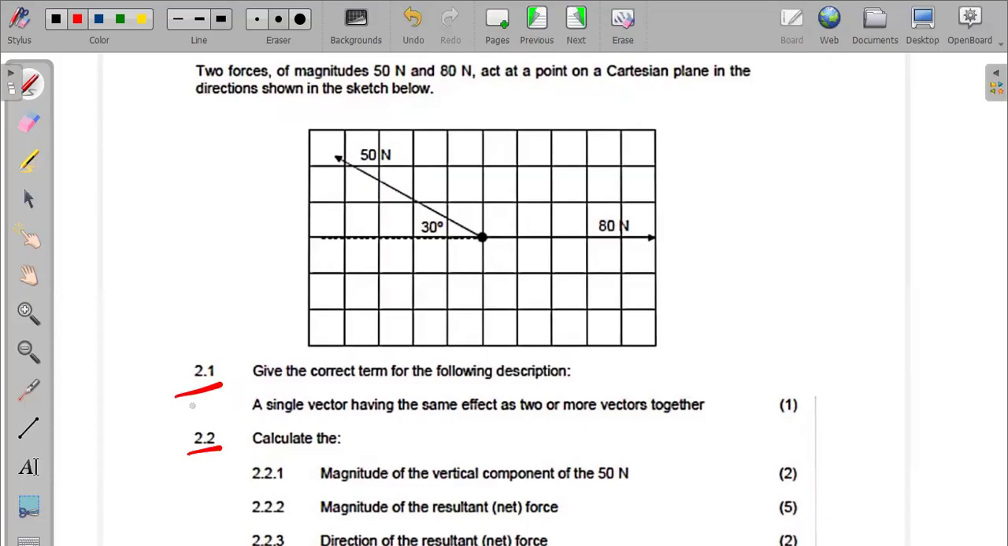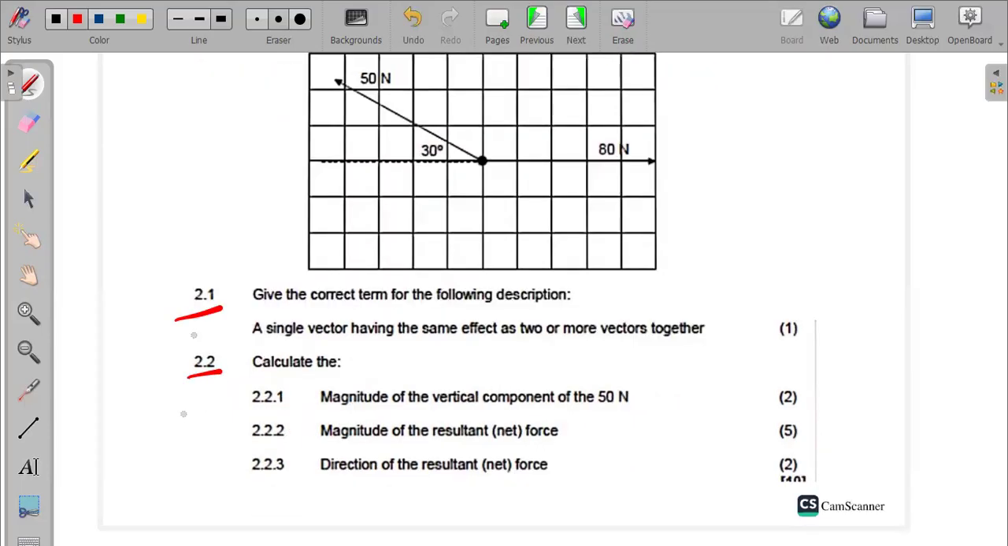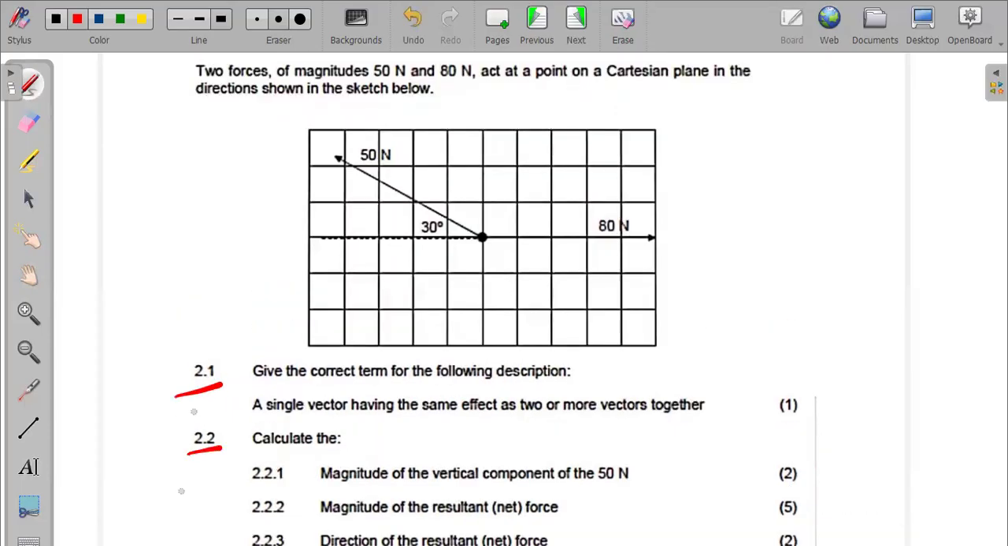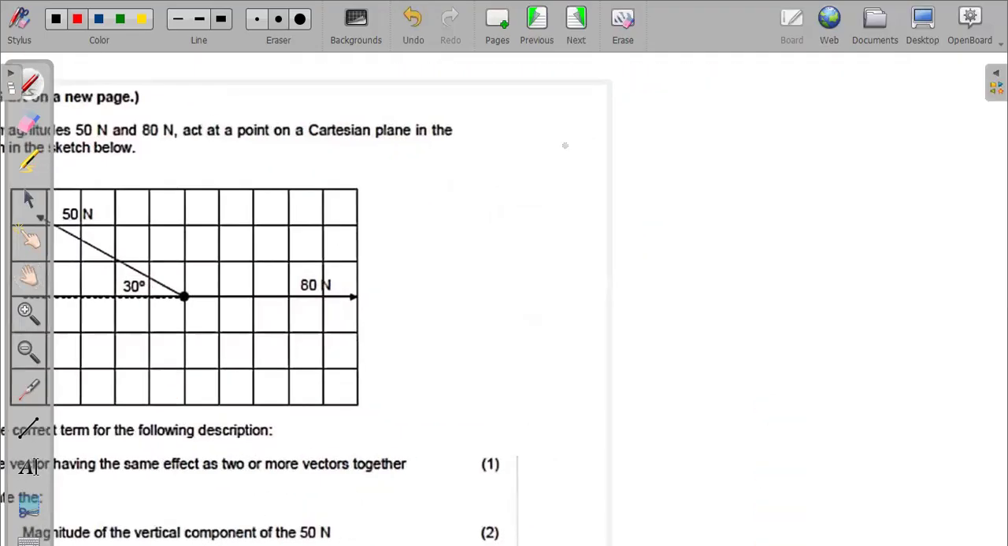Let's go to 2.2. 2.2.1 says calculate the magnitude of the vertical component of the 50 Newton force. So we want the magnitude of the vertical component of the 50 Newton force. We'll call it F, Newton force. We can even call it Fy50 or F50y. It's still okay, no problem.